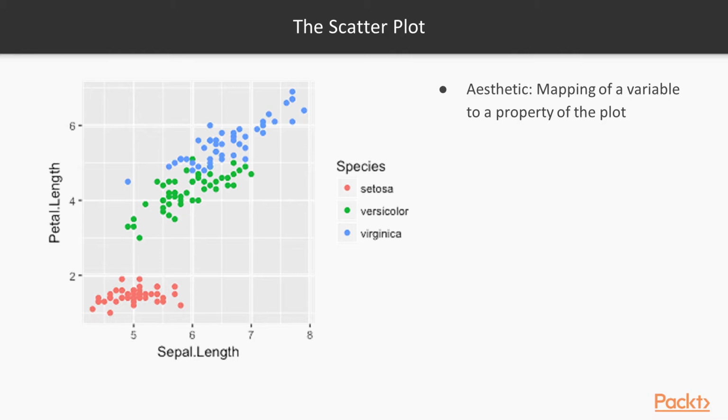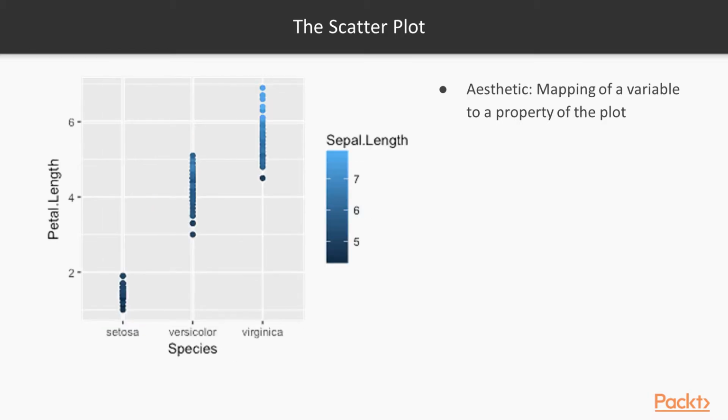However, there's no reason we have to draw the plot in this way. Suppose we switch the aesthetic mappings for the species and sepal length variables. Now the x-axis aesthetic expresses a discrete scale, with each vertical column mapped to one of three species.